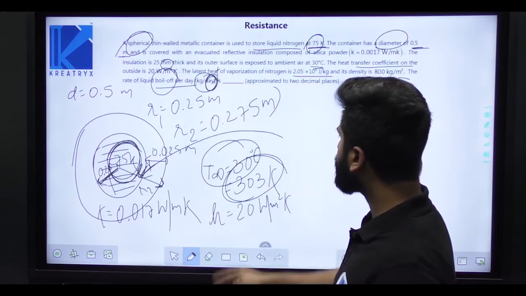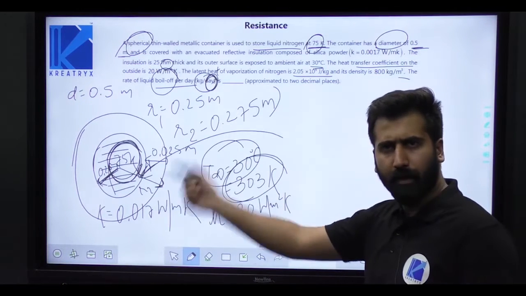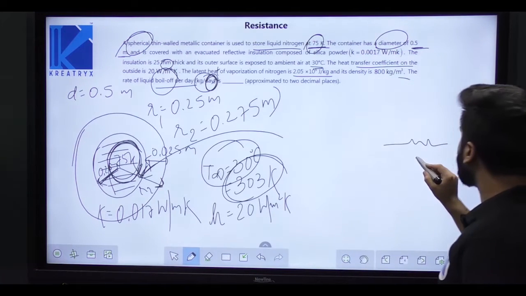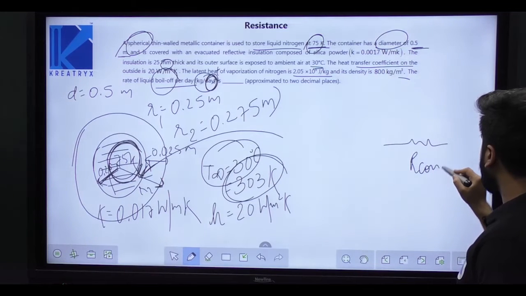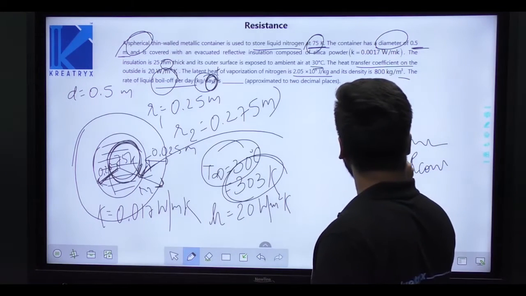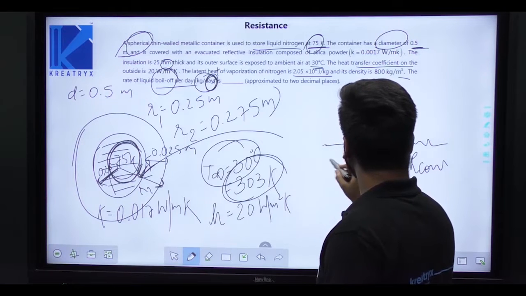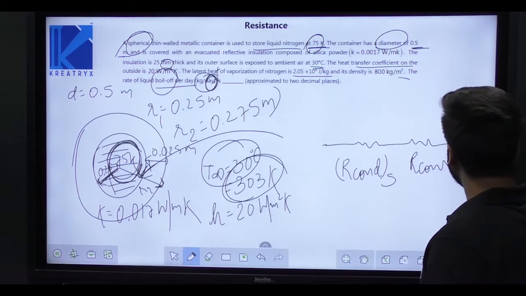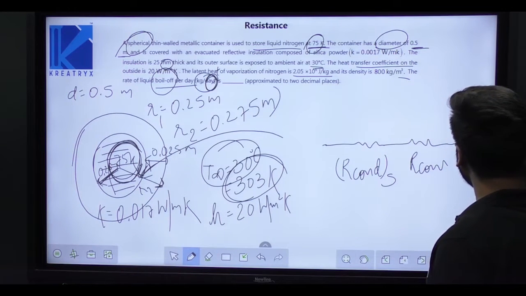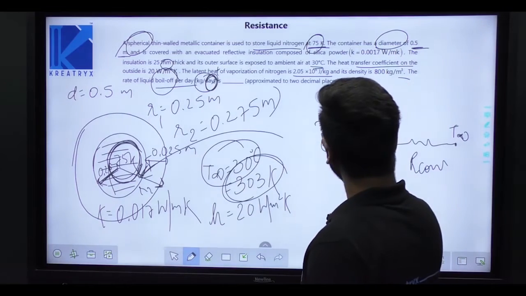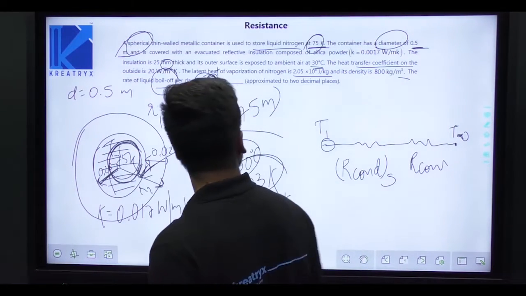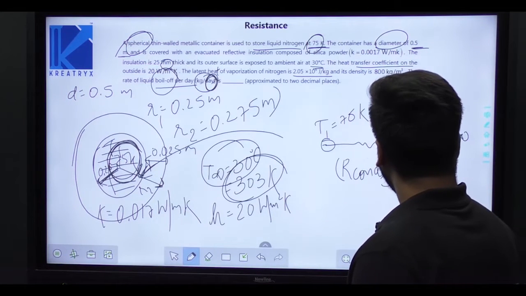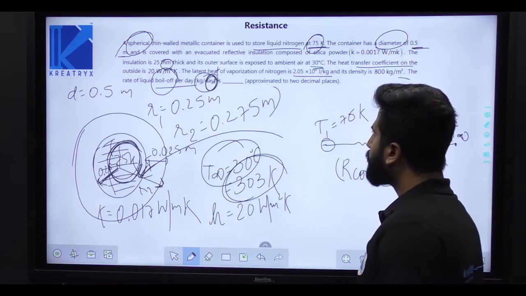Now let me draw the resistance circuit diagram. First of all, we have the convective resistance, and after that the conductive resistance of the sphere. This temperature is T infinity, which is 303 Kelvin, and let this temperature be T1, which is 75 Kelvin. Now there's nothing left in this question.